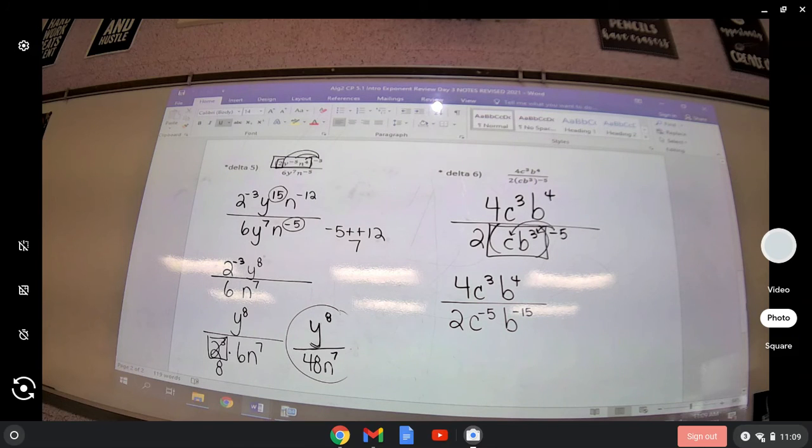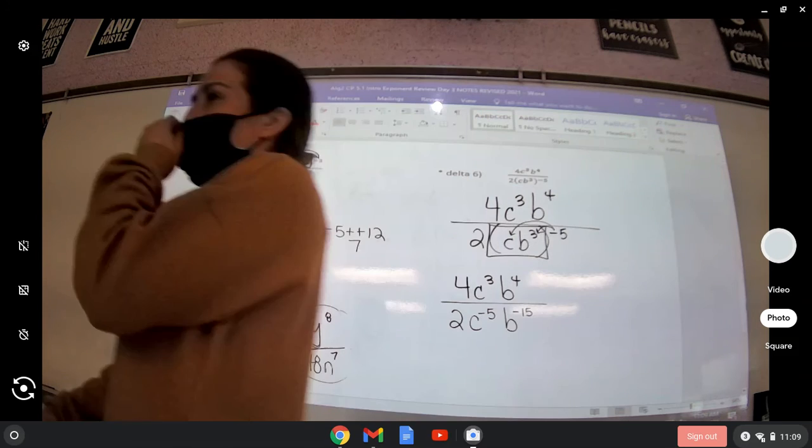What you wanna do is move all your negatives to the top, and then start combining them. Do your subtraction. That's it. Done.